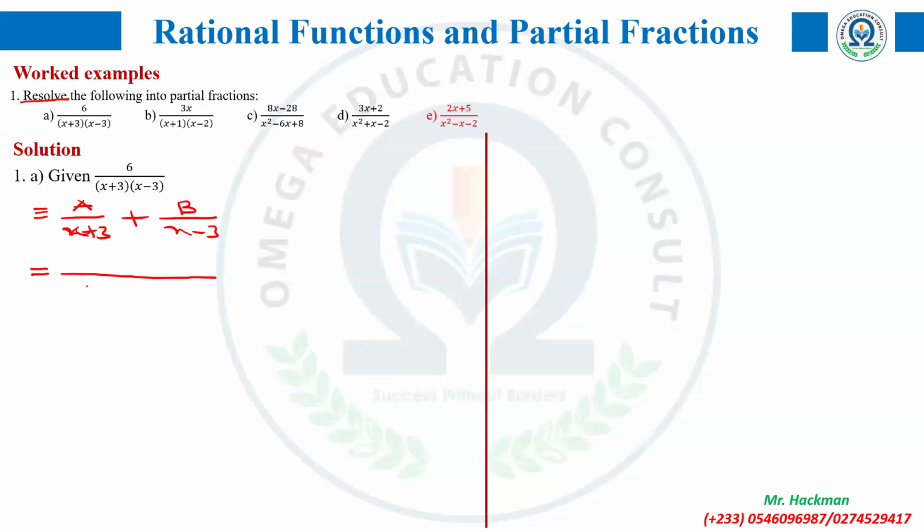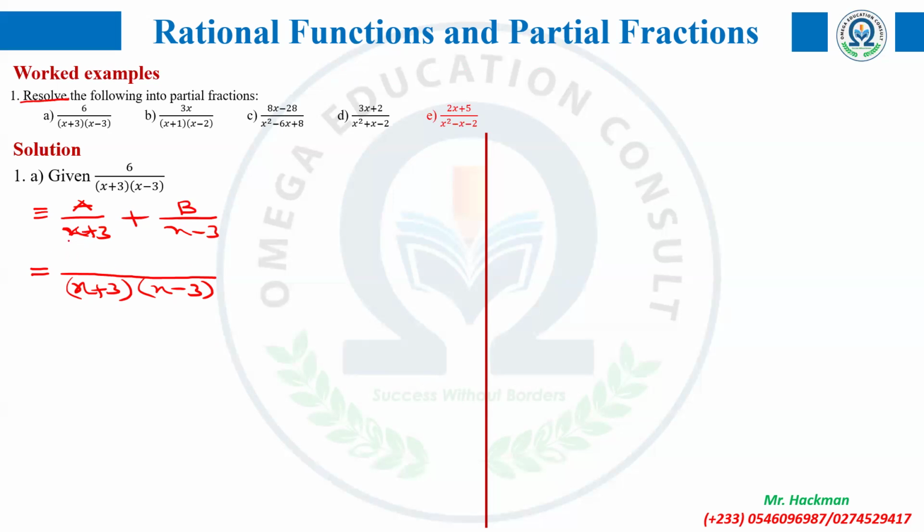Okay, so your LCM will be x plus 3, times x minus 3. All correct? My professors, are you with me? Okay, very good. Now, you can see that for the single fraction, the denominator, which is the LCM, is known, but we don't know the numerator. So how do you get the numerator?